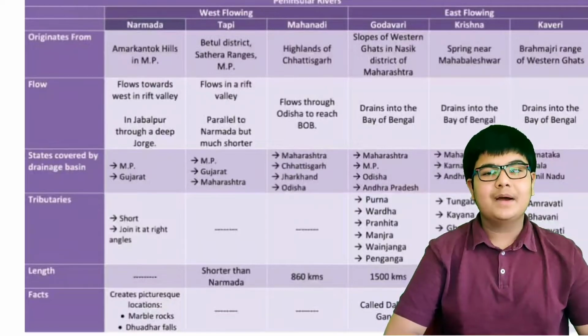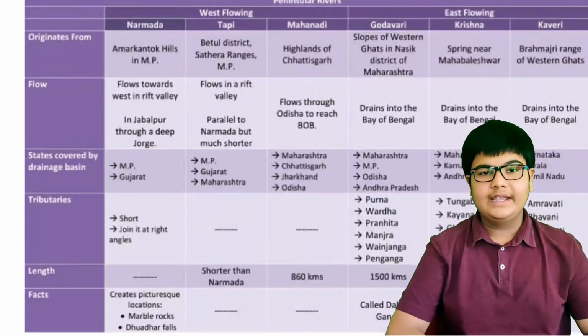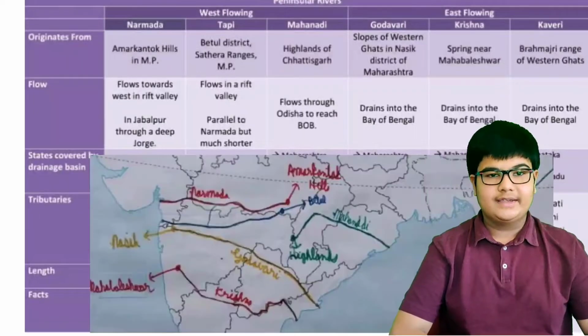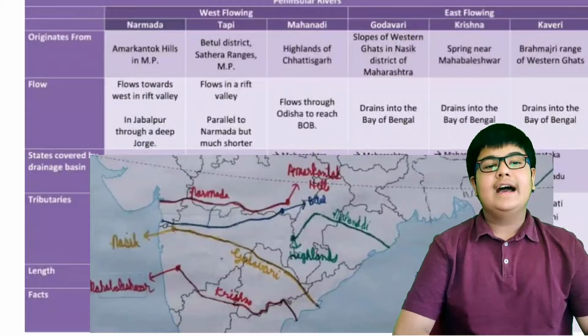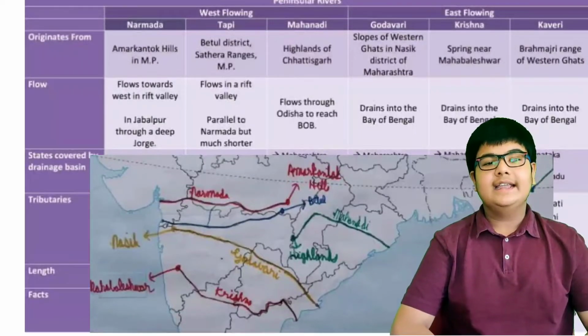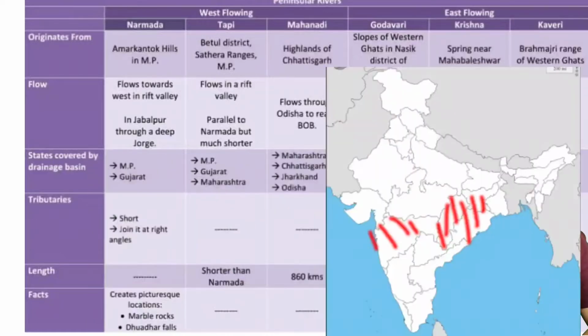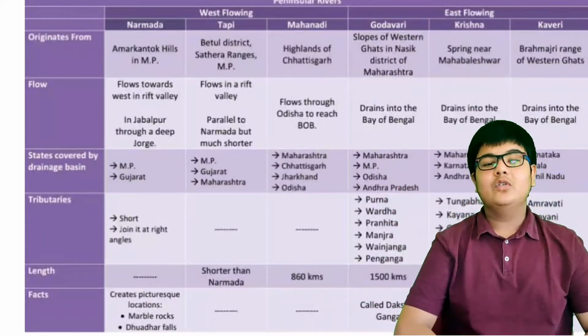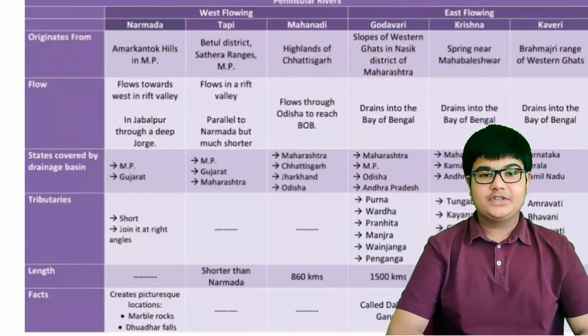Now let us learn about east flowing rivers. These are Mahanadi, Godavari, Krishna and Kaveri. Mahanadi. It originates from the highlands of Chhattisgarh. Then it flows through Odisha to reach the Bay of Bengal, and it drains into the Bay of Bengal. Its basin covers the states of Maharashtra, Chhattisgarh, Jharkhand and Odisha. Its length is about 360 kilometers.